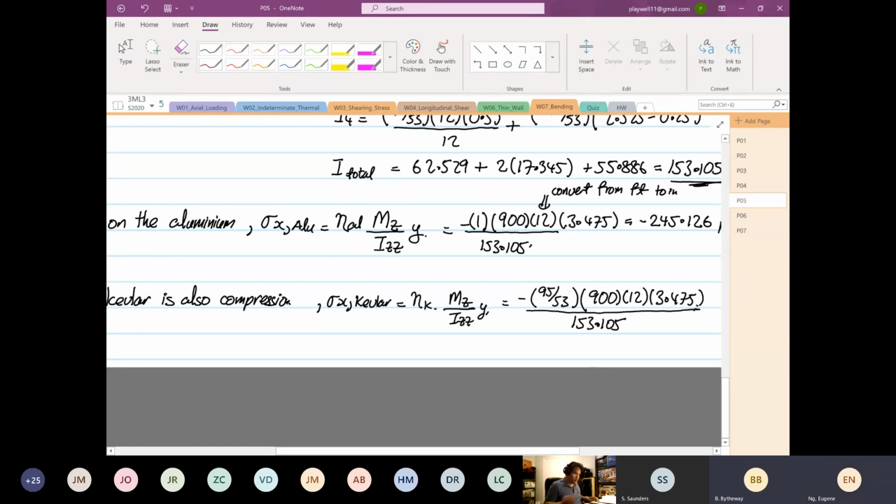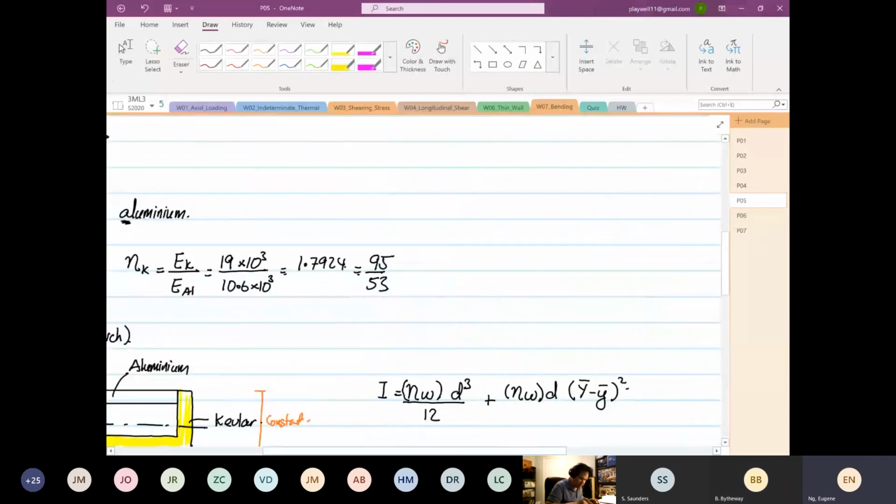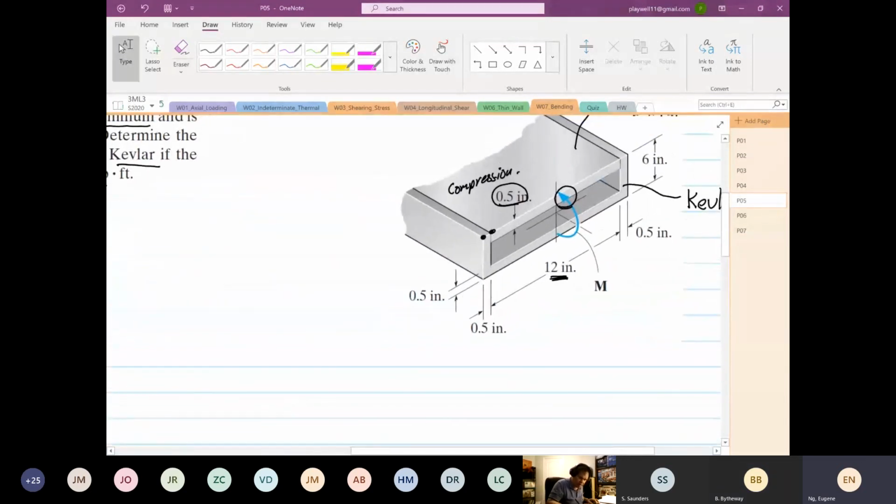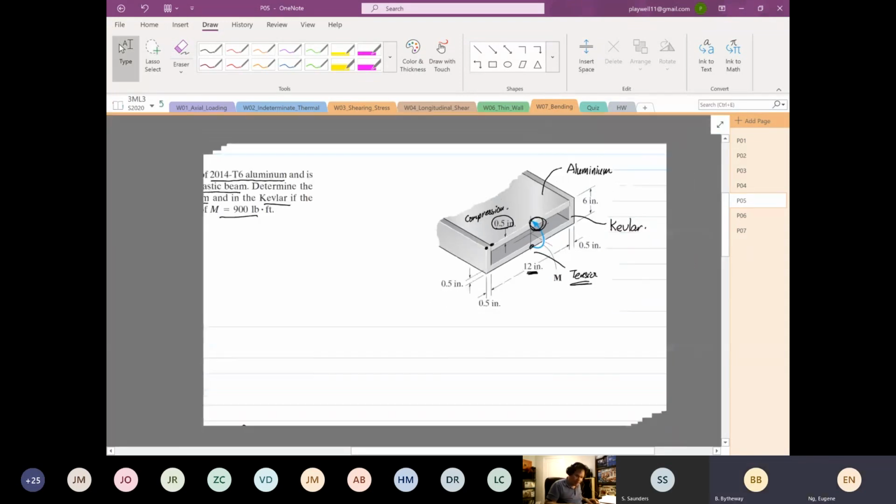Yeah, it's good. Why is it compression again? Because if you look at the vector arrow over here, the head of the moment is what? Compression. The tail end is under what? Tension. Okay, so that's all I have for today.